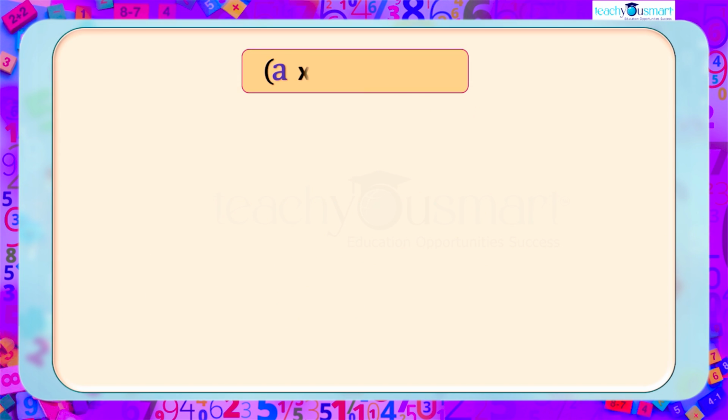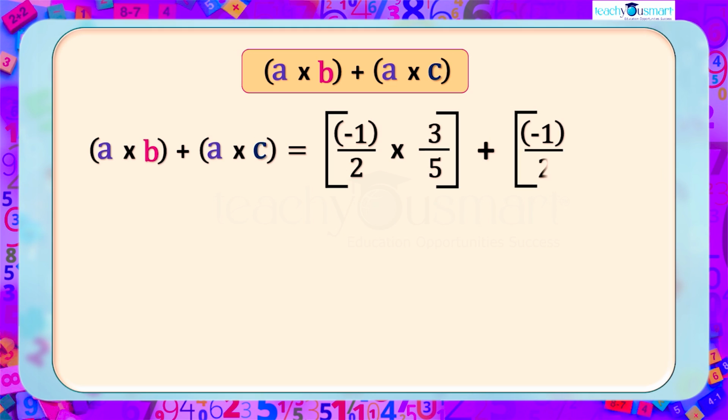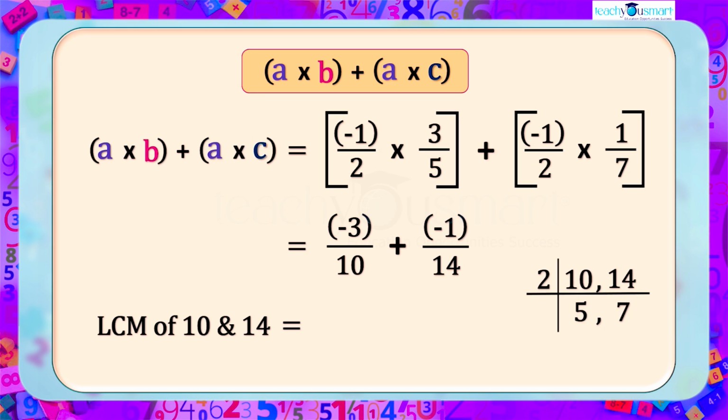Next, we have to find the value of A multiplied by B plus A multiplied by C. A multiplied by B plus A multiplied by C equals minus 1 by 2 multiplied by 3 by 5 plus minus 1 by 2 multiplied by 1 by 7 equals minus 3 by 10 plus minus 1 by 14. LCM of 10 and 14 equals 2 multiplied by 5 multiplied by 7 equals 70.